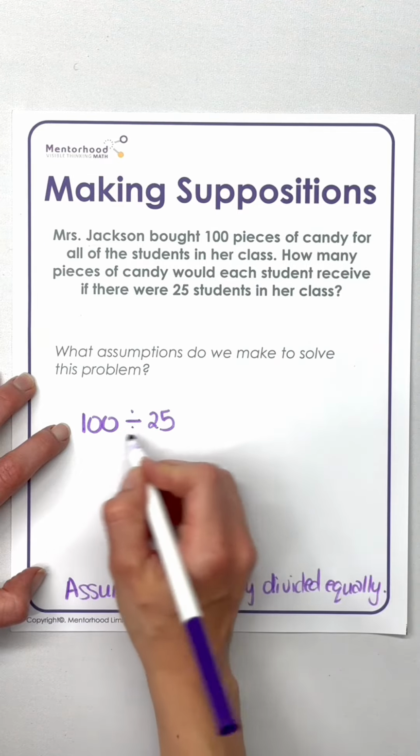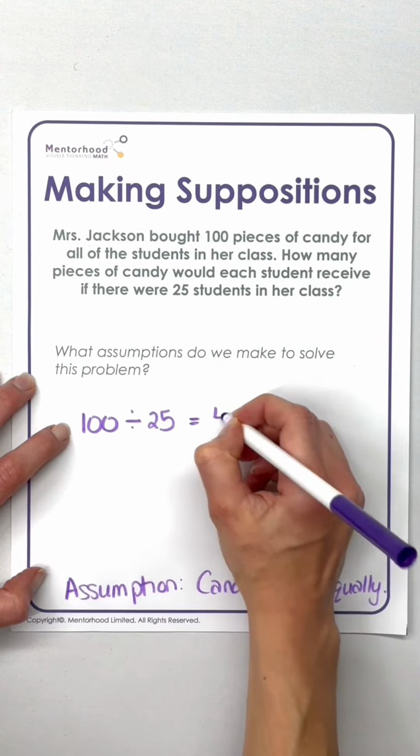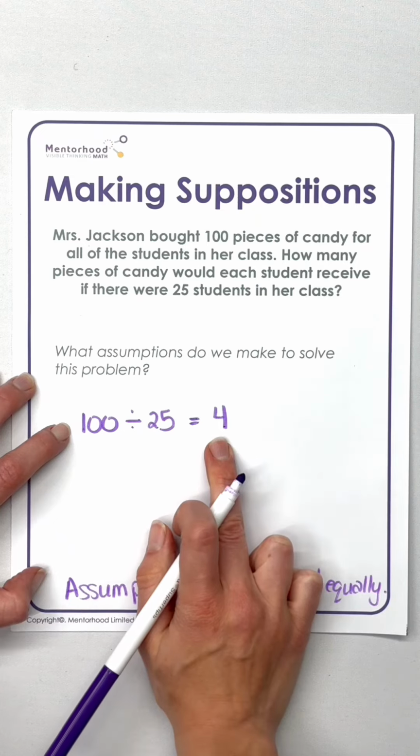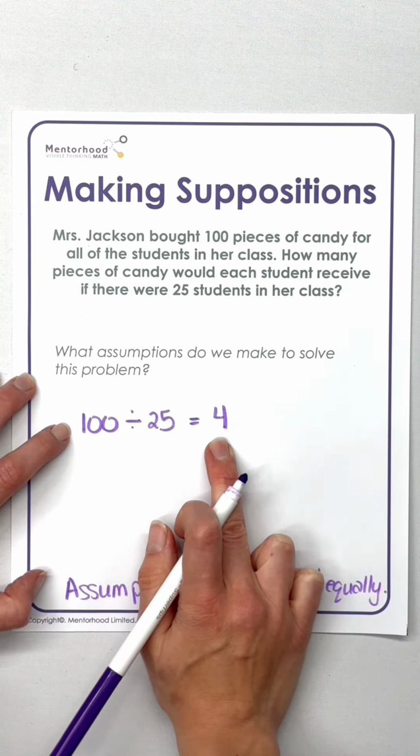Okay, so in this case, 100 divided by 25, that's easy. Each person is going to get 4 pieces of hopefully Halloween lovely candy.